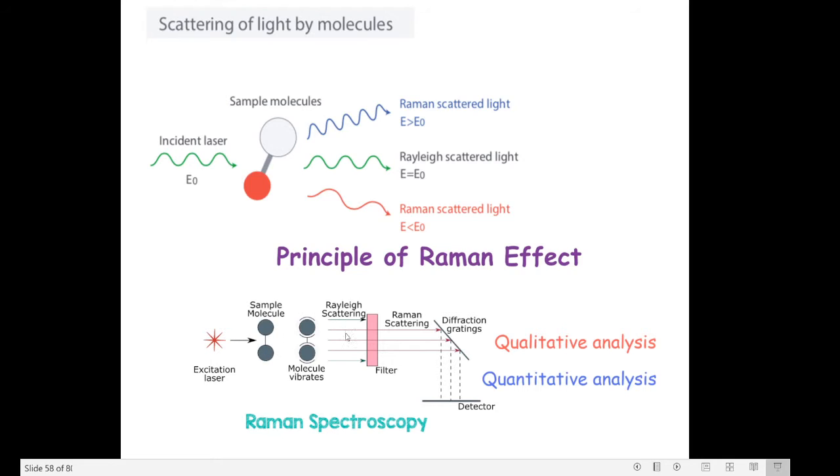These molecules are vibrated. Based on the vibration, it produces the Rayleigh scattering, and that scattered light is observed by the diffraction grating. There is no other light. Based on the vibration alone, the detector recognizes the signal.